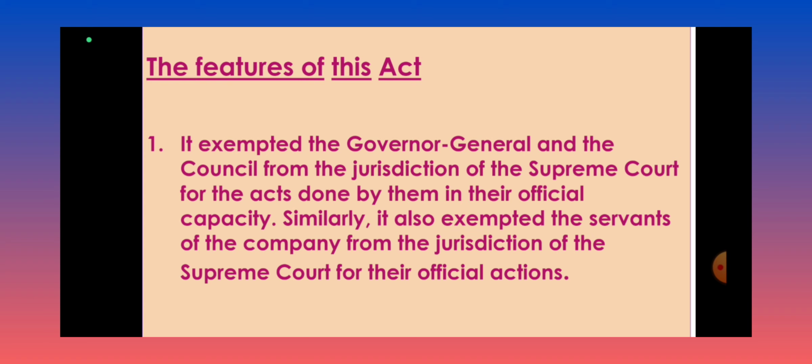We know that the Supreme Court was established in the Regulating Act 1773, in the year 1774. But in this Amending Act, the Governor General and Council was exempted from the jurisdiction of the Supreme Court for the acts done by them in their official capacity. Similarly, it also exempted the servants of the company from the jurisdiction of the Supreme Court in their official actions. So, the Governor General and Council and servants of the company were exempted from the jurisdiction of the Supreme Court for their official action.